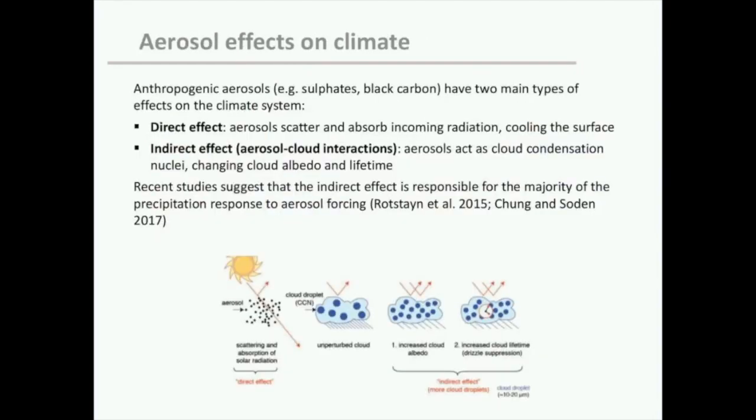Why am I talking about aerosols and rainfall? Well, there are a couple of different effects that we're mostly concerned with. There's the direct and the indirect effect. This is obviously a very simple summary of aerosol chemistry, and I refer you to Matt Woodhouse's webinar of several months ago for a much more complicated treatment. But in terms of the direct effect, basically aerosols scatter and absorb incoming radiation, leading to cooling at the surface. The indirect effect is aerosol cloud interactions, so aerosols acting as cloud condensation nuclei, changing cloud albedo and lifetime. And it's actually been found in recent work that that second set of effects, the indirect effects, are the ones that produce the main response in precipitation to aerosol forcing. So these are the ones that we will be focusing on.